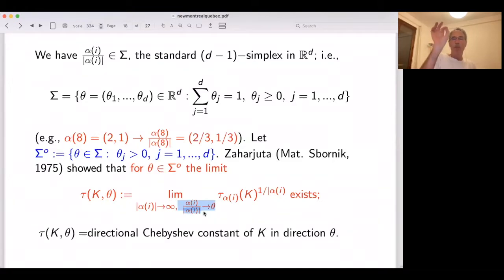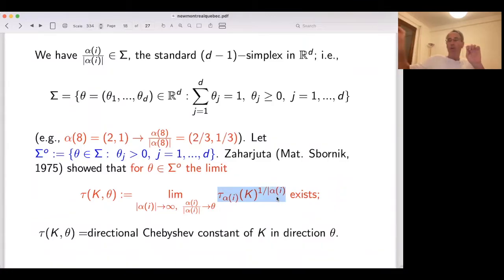So for example, if my theta were 2/3, 1/3, I would look at the standard Chebyshev constants corresponding to those polynomial classes that start with monomials like z1 to the 4th, z2 squared, z1 to the 100th, z2 to the 50th, but even things close, z1 to the 50th, z2 to the 26th would be close enough, right? And Zaharucha showed that actually the limit of the roots of those appropriate guys exists. Okay, so you get the idea.